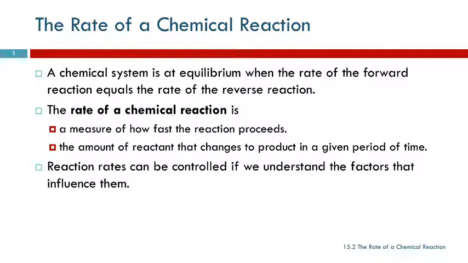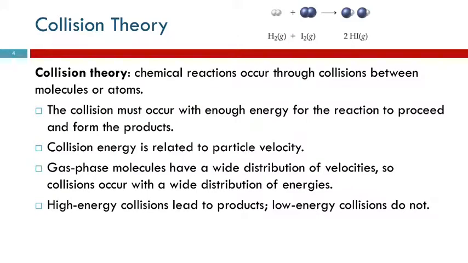We also need to understand what affects the reaction rate. What would make a reaction go faster? What would make it go slower? So we have to talk about collision theory. This is a theory that helps us to understand how and why reaction rates change as they do, instead of just stating how they change. So collision theory takes the view that chemical reactions occur through collisions between molecules or atoms. So in order for two molecules to react, they have to run into each other. That kind of makes sense.